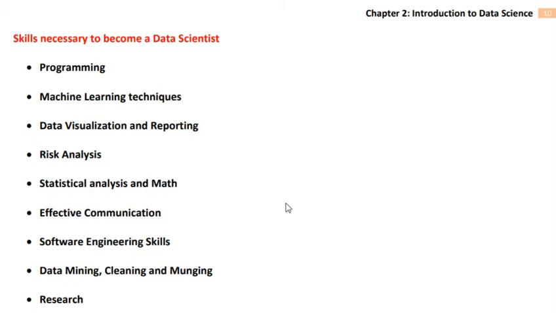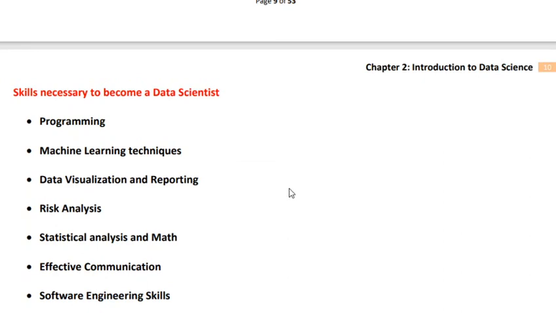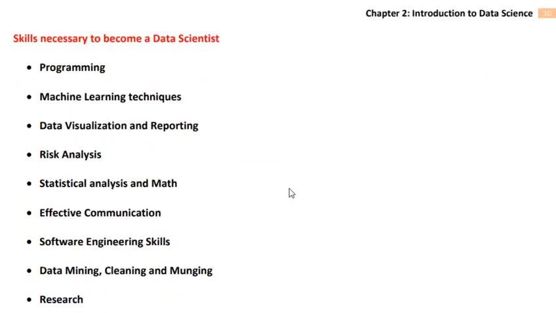Again, you should have very good software engineering skills as well. So you should be well acquainted with all the phases that are involved in engineering a software product. You should have a very good grip on data mining, cleaning, and munging, right? Again, you should have a very good research background, right? Again, you should have adequate knowledge about various big data platforms and cloud tools, right? Subsequently, you should have knowledge about data warehousing and structures as well, right? So these are some of the essential features or skills that are necessary to become a data scientist.